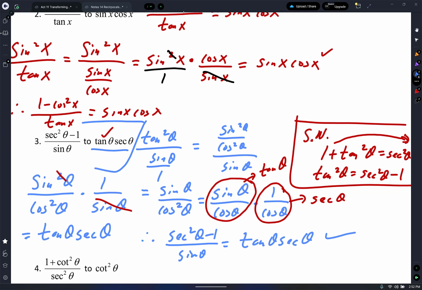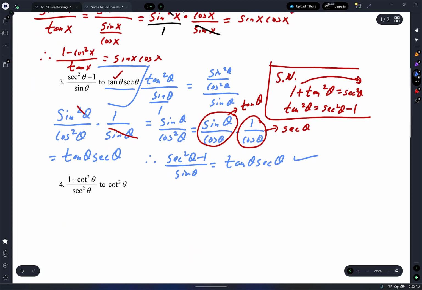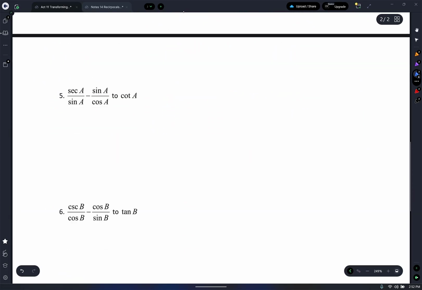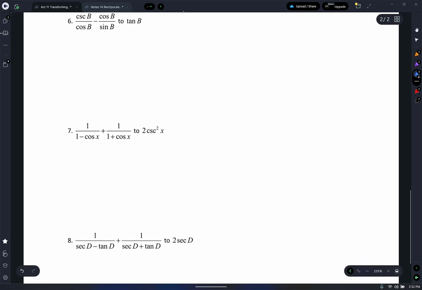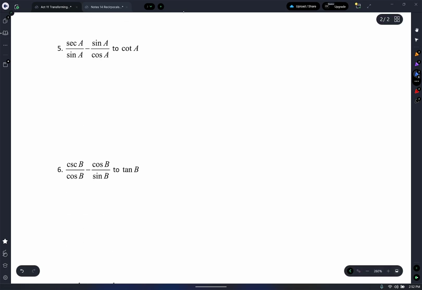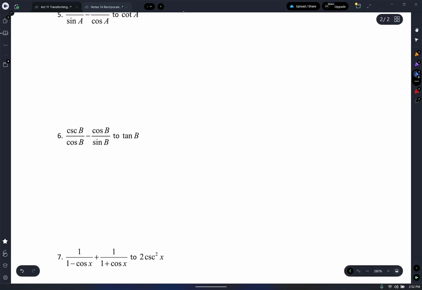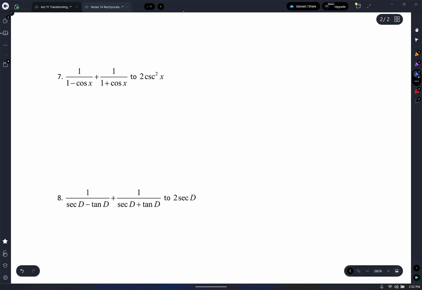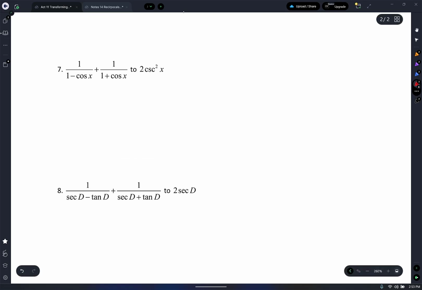How do we feel? Okay. All right, go to 5, 6, 7, 8. I would choose, okay, I'll let you know. 5 and 6 are pretty simple. They're exactly like the example that we did a little earlier. I would choose between 7 and 8. It doesn't matter which one. They're both about the same. Exactly how we do 7 is how you're going to do number 8. All right, number 7.